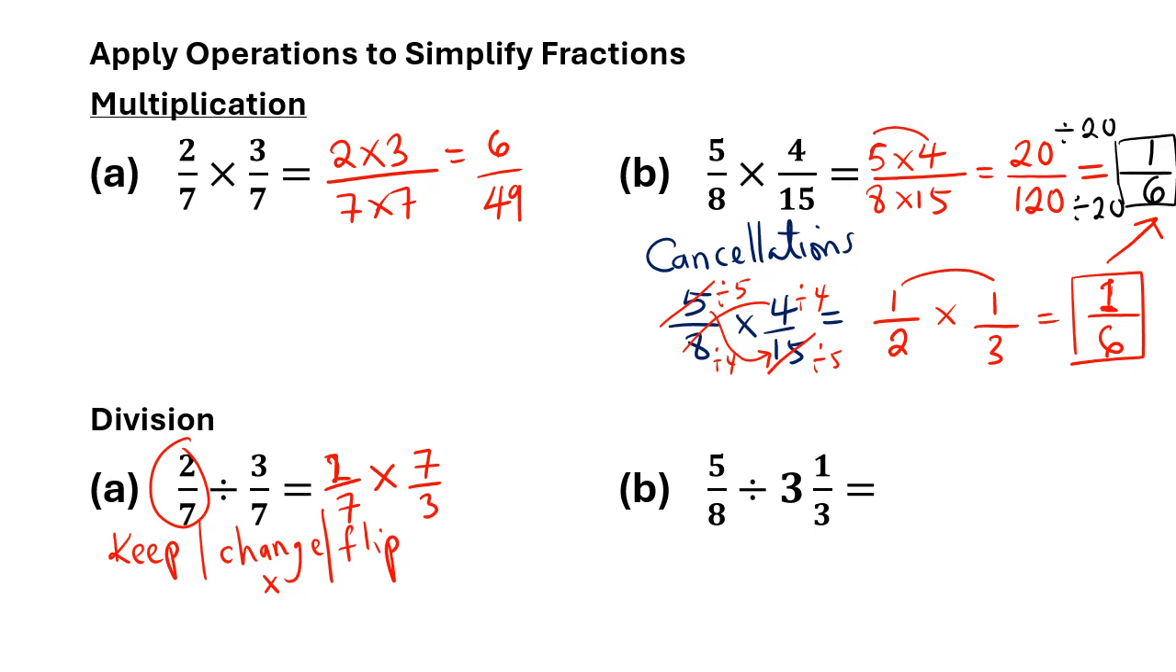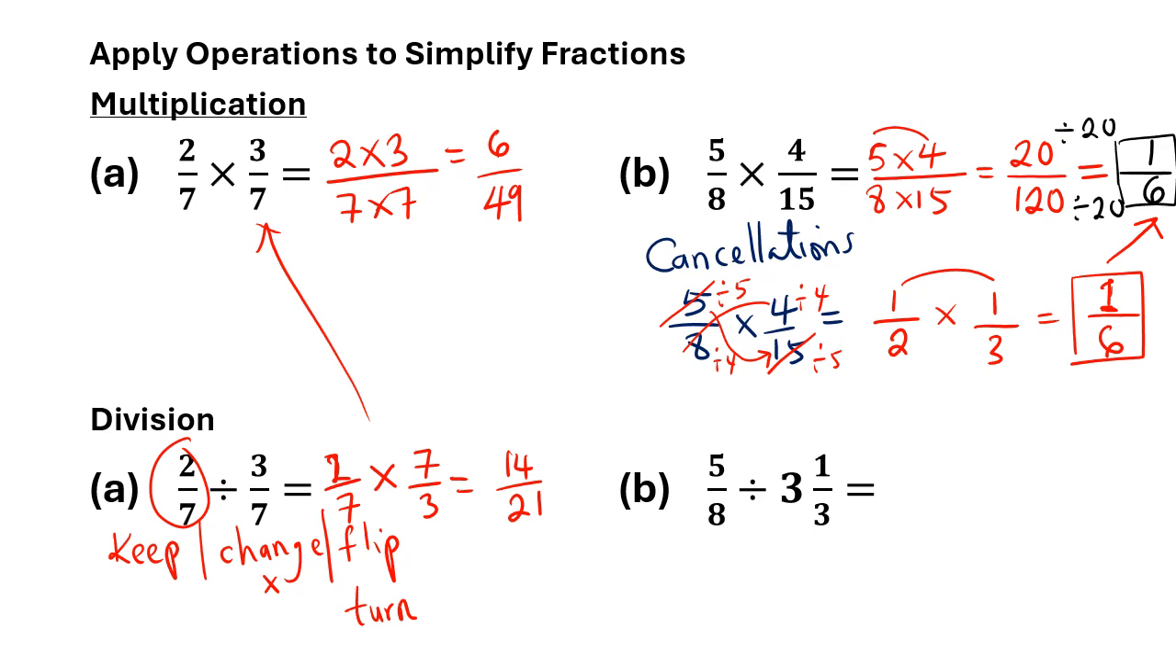So I think I can say turn. Instead of saying flip, you can say turn. So now it's become what? It's become multiplication, right? So you just do the same. 2 times 7, 14, 7 times 3, 21.